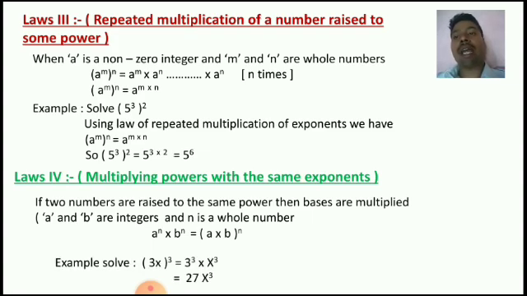The example is 3x raised to 3. We have to solve this. 3x raised to 3 means 3 has exponent 3 and x also has exponent 3. So 3 raised to 3 into x raised to 3. 3 raised to 3 means 3 into 3 into 3, so we get 27, and x cube as it is. So our answer is 27x cube. This way you use this law of fourth, multiplying powers with the same exponents.